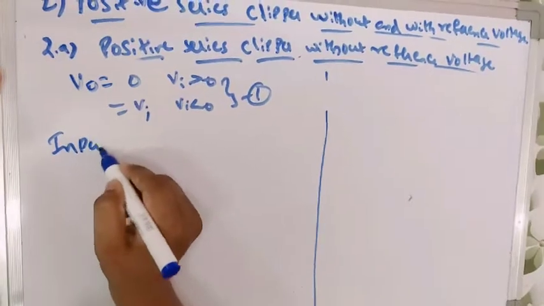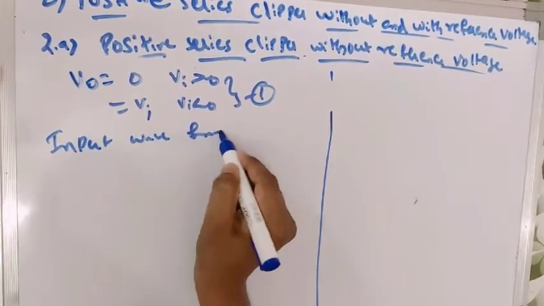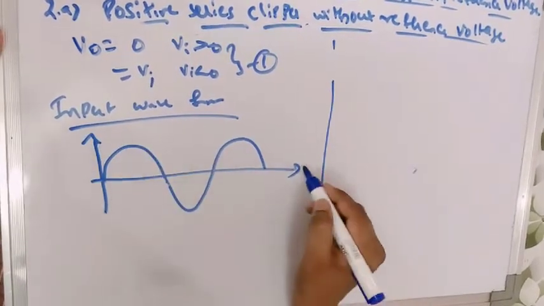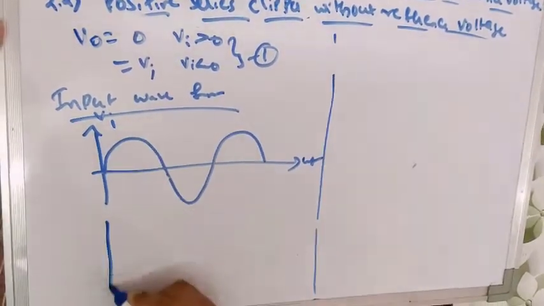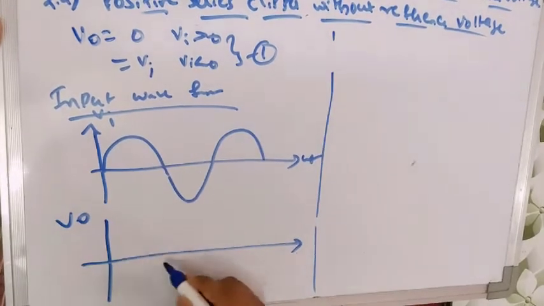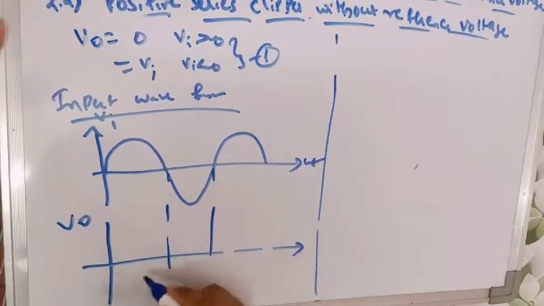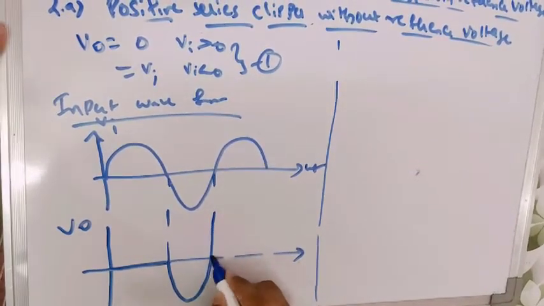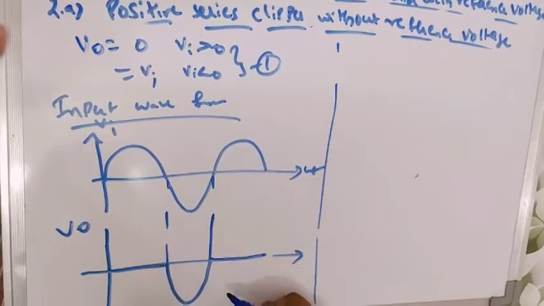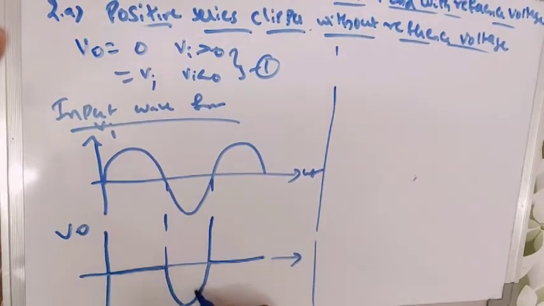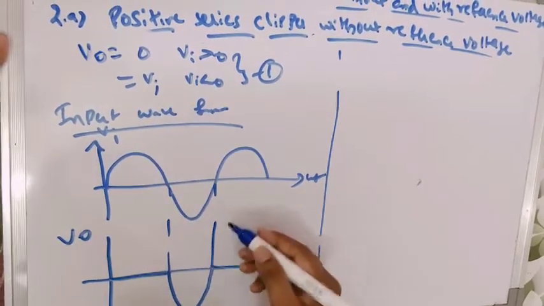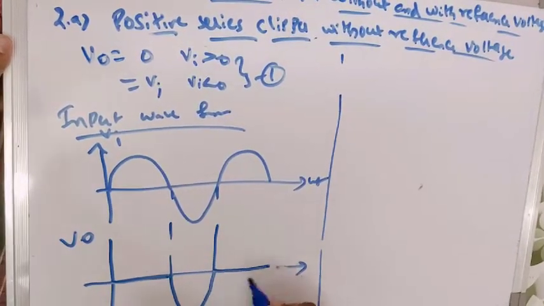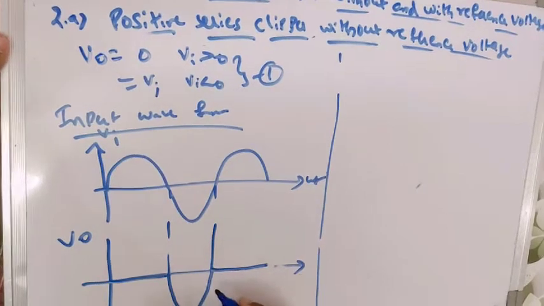So let us take the waveforms here. See the waveforms. What is the input waveform? It is a sinusoidal signal applied to the clipper circuit. When you apply this sinusoidal signal, what will be the corresponding output? During the positive portion the output is 0, and during the negative portion it follows the input. Again during the positive portion the output is 0. So it is allowing the negative portion of the sinusoidal signal and clips the positive portion. That is why it is called a positive series clipper. The diode is connected in series with the load.